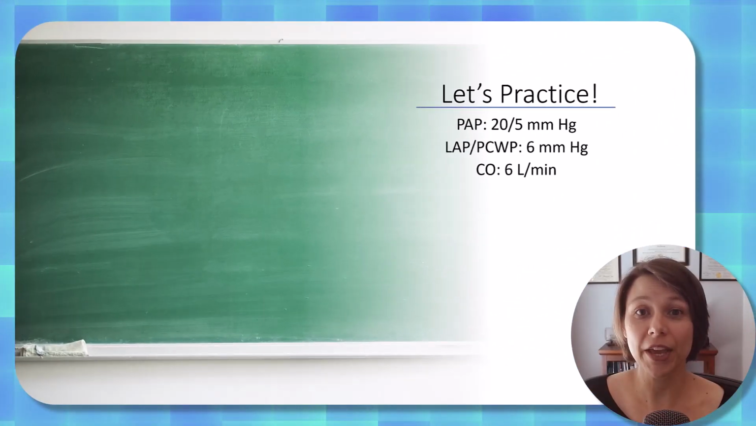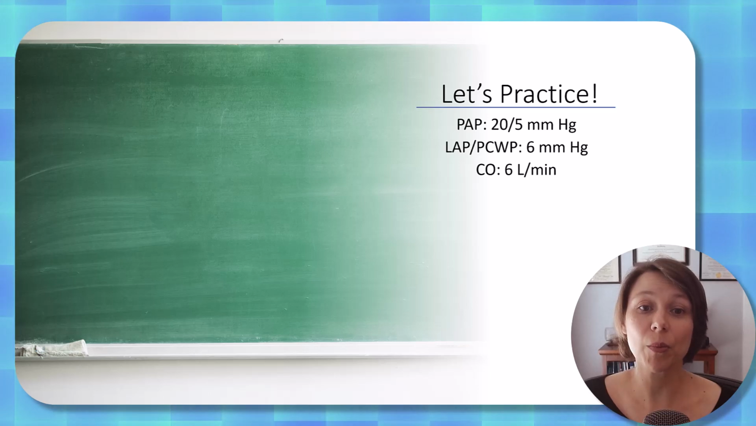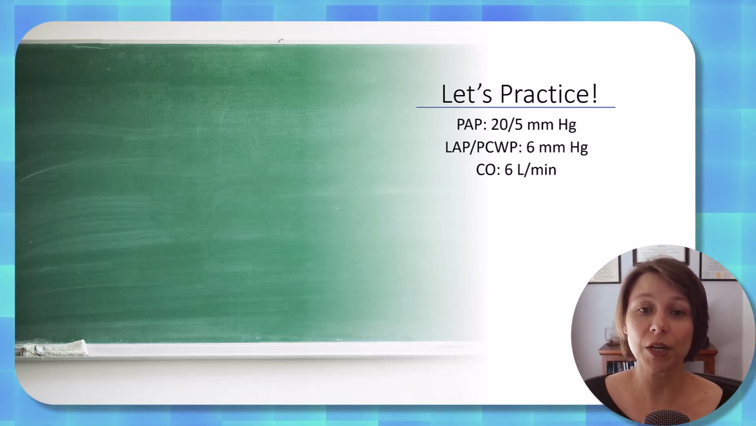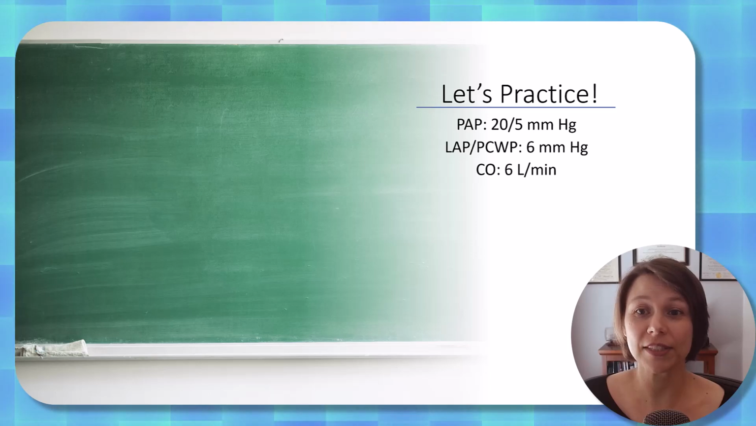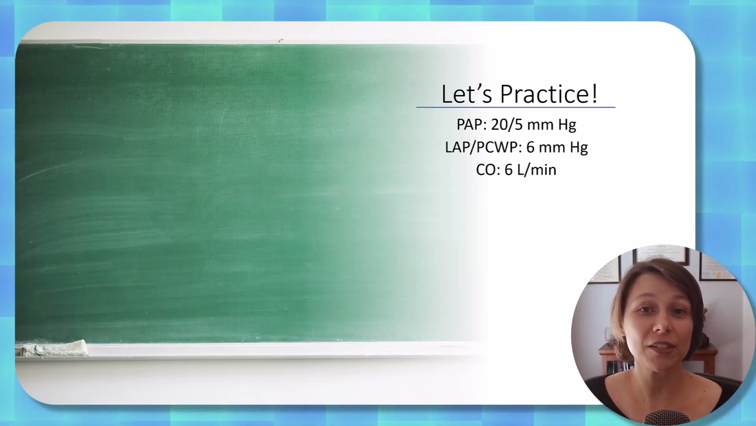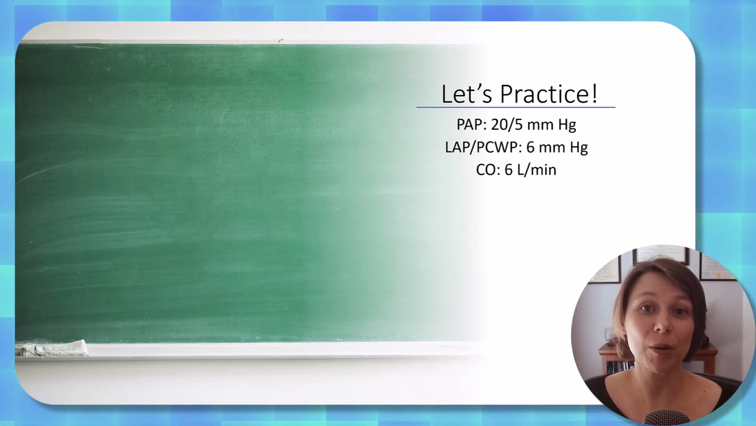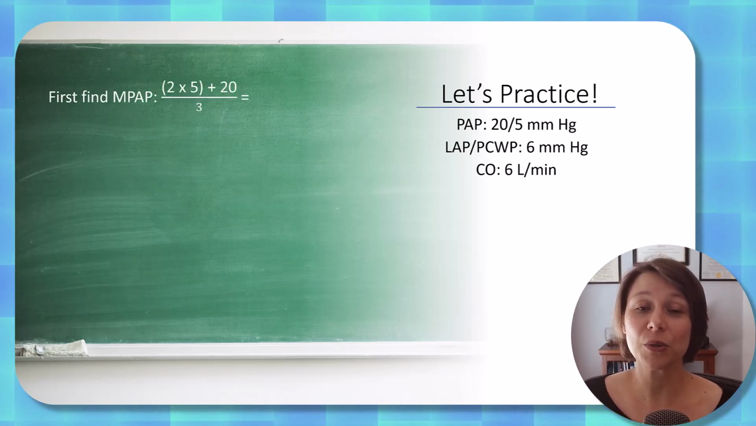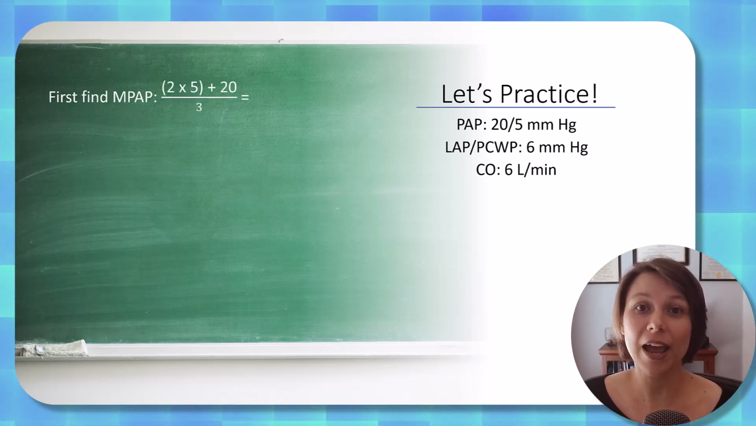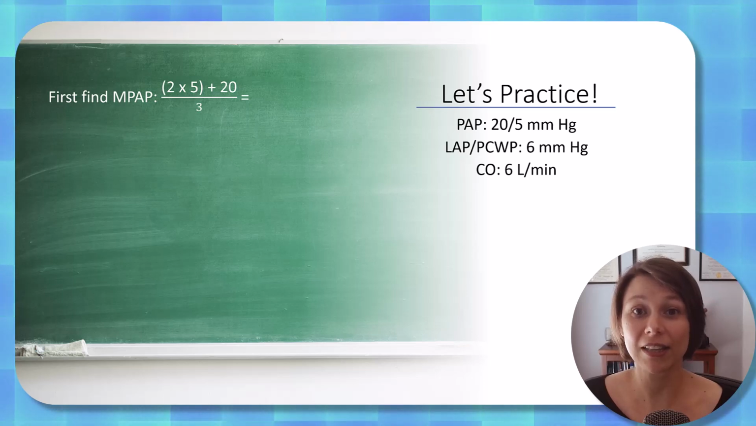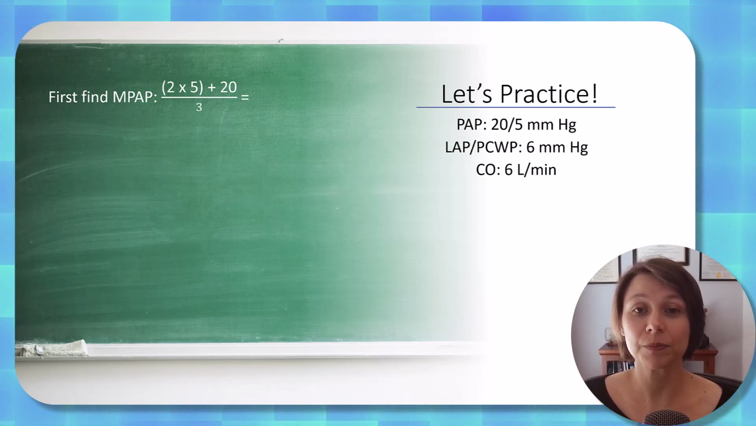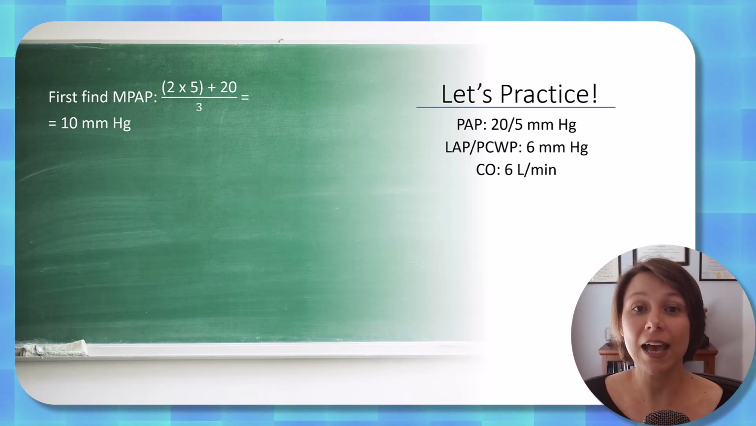Let's do some practice with that equation. If we had a patient with a pulmonary arterial pressure of 20/5, a left atrial pressure or wedge pressure of 6, and a cardiac output of 6. So the first thing that we need to do is find that mean pulmonary artery pressure. If you need help, that's the equation. We're taking 2 times the diastolic pressure, adding systolic pressure, and then dividing that by 3. What do you get as an answer? It's going to be 10.